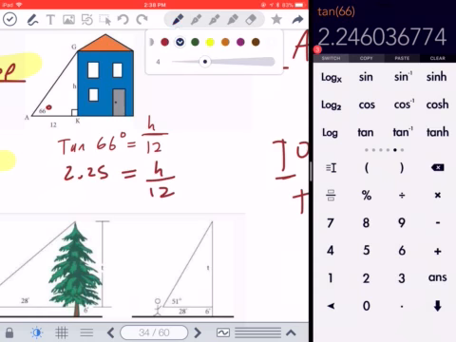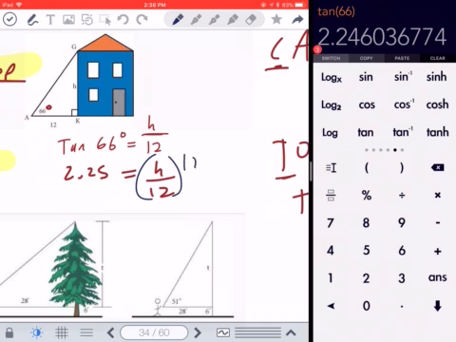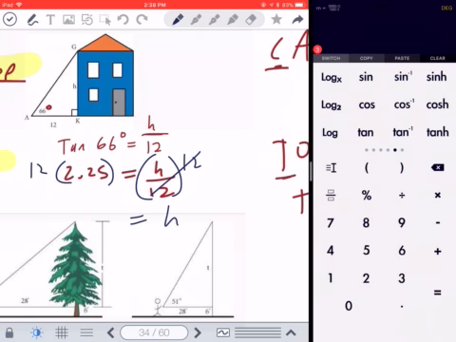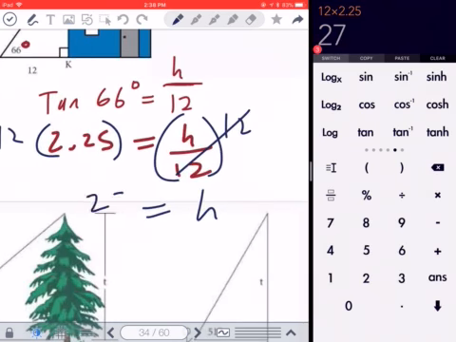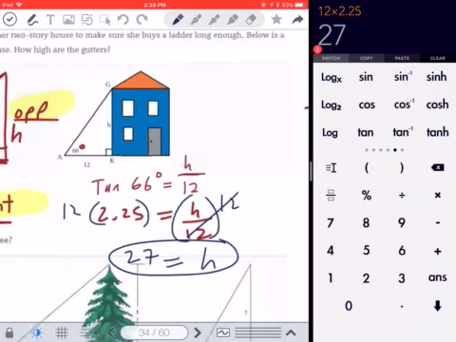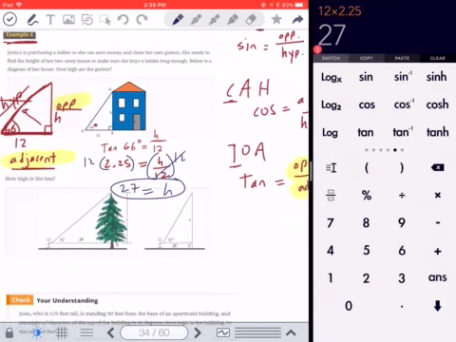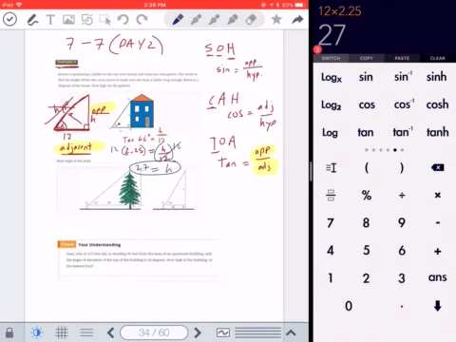My next step here would be to free up this H. I would have to multiply by 12. I can just keep that in the calculator. So I get 12 times 2.25 is 27. So the height of this is about 27 feet to answer the question. And I had to use this trig function here.